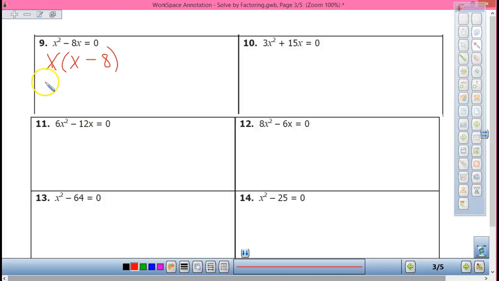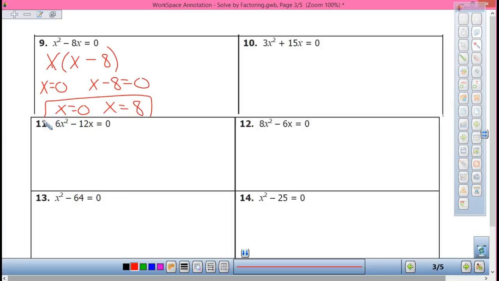So we're going to go, x equals 0, because he's a factor, and x minus 8 equals 0. Is this one already solved? Yep. So we've got x equals 0 and x equals 8. Nice, right? Okay, so let's look at 11.